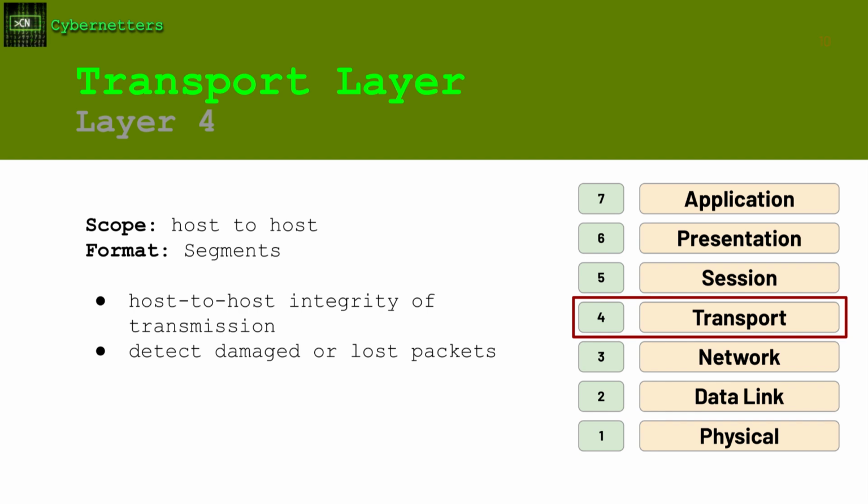So it is responsible for keeping track of what's being sent and making sure all pieces have arrived, which is the host-to-host integrity of the transmission. And it also detects damaged or lost packets. So if any segments are lost, it detects the issue and in a sense it retransmits requests. So it is like double checking the delivery and then sending it back if it is wrong.